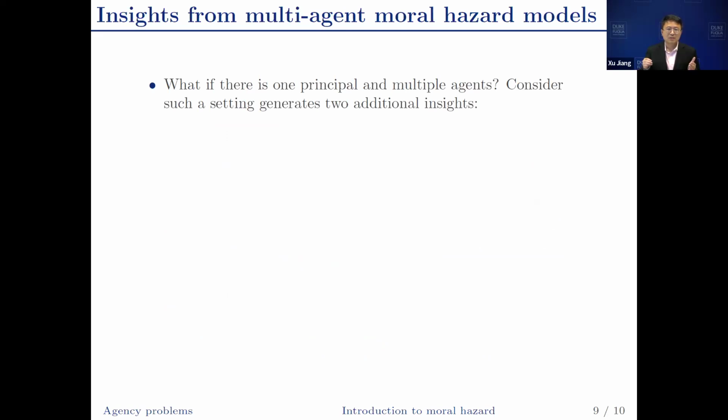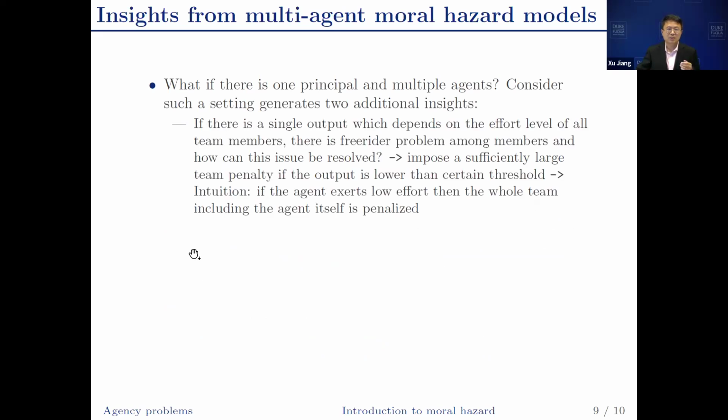What happens if there's one principal and multiple agents with a single task? If you consider such a setting, it generates two additional insights. First, if there is a single output, and the single output depends on the effort level of all the team members, then there will be free rider problems. Because if you exert effort, the task performance improves, you're only going to get a fraction of the share of the increased output, but you're bearing your effort cost. So this free rider problem results in members not willing to exert enough effort.